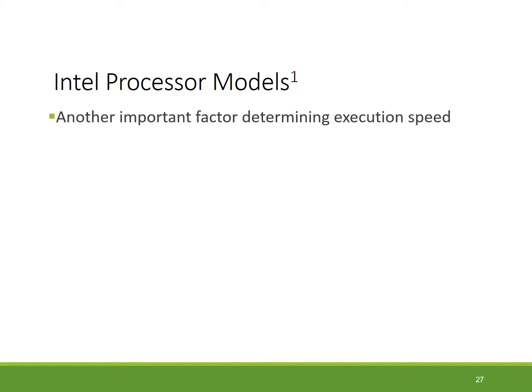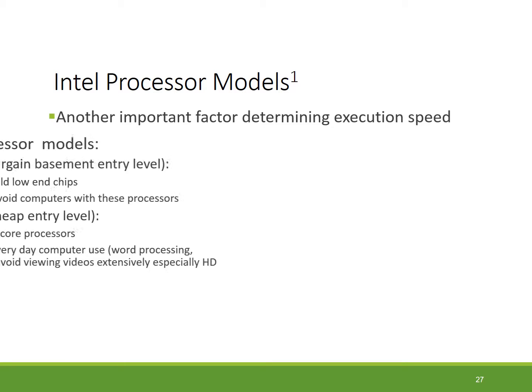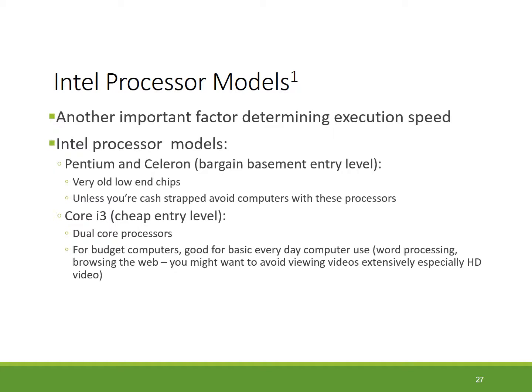So another important thing to take into account is the model of processor that you're looking at, and this will often determine the speed of execution as well. So in terms of Intel, the Pentium and Celeron are the bargain basement ones. They're very old, low-end chips at this stage, and unless you're really stuck for cash, generally you should avoid these processors. The Core i3 is an entry-level machine.